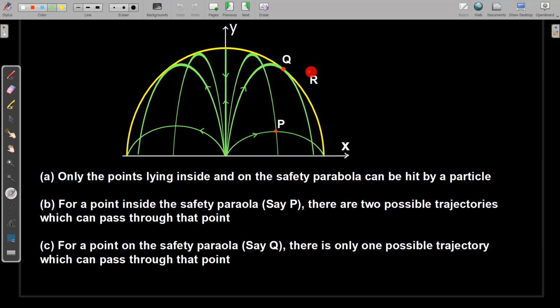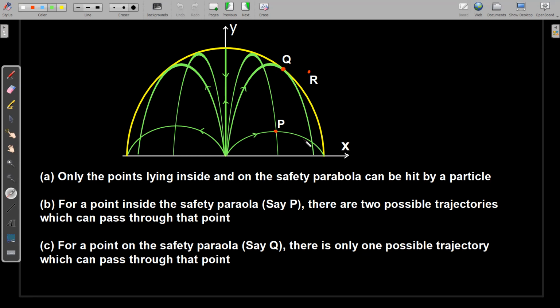So you need to change the speed of the particle in that case. But if a particle lies inside the safety parabola or on the safety parabola, then definitely we can hit that particular point, there will be a trajectory passing through that point. Now, again, if a point lies inside the safety parabola, like you can see here, point P, there are two possible trajectories which will pass through this point P. So any point which is lying inside the safety parabola, there are two possible trajectories which will pass through this point. But if a point lies on the safety parabola like this point Q, there will be only one possible trajectory which will pass through this point.